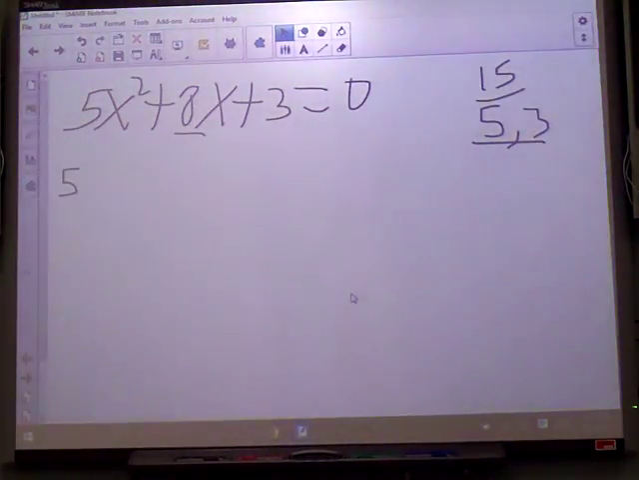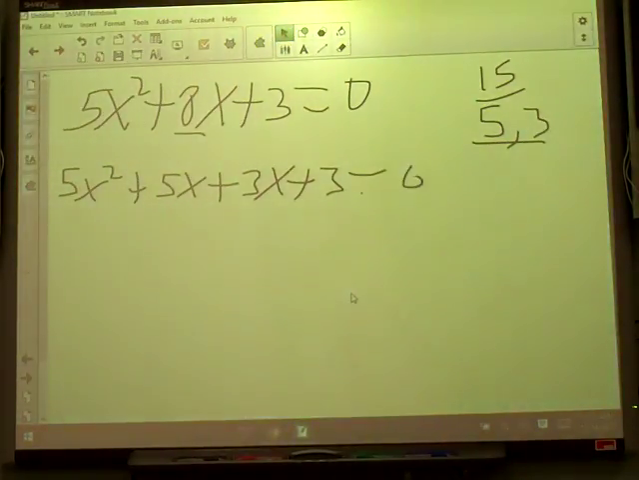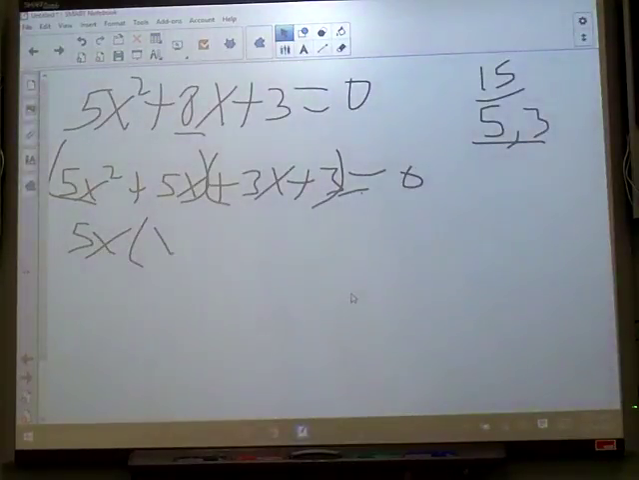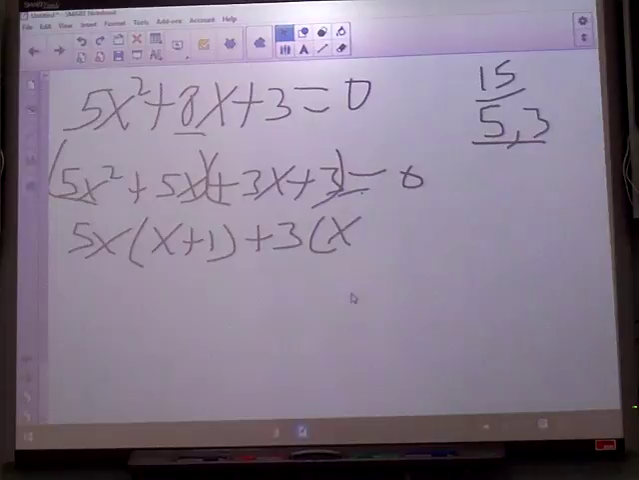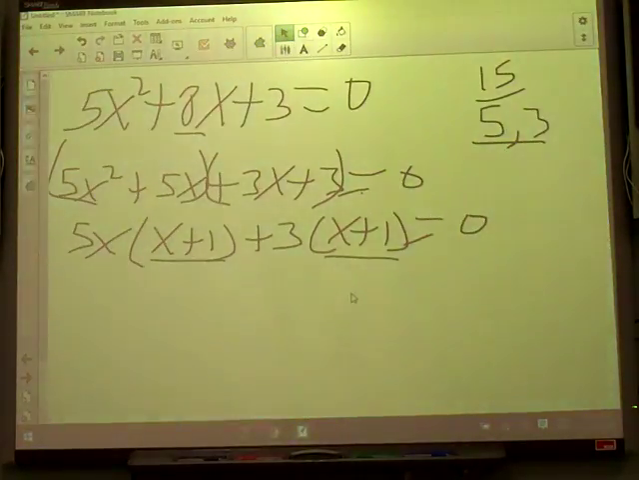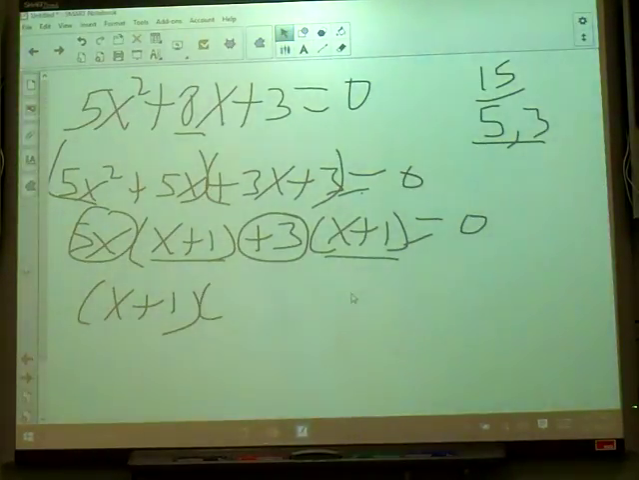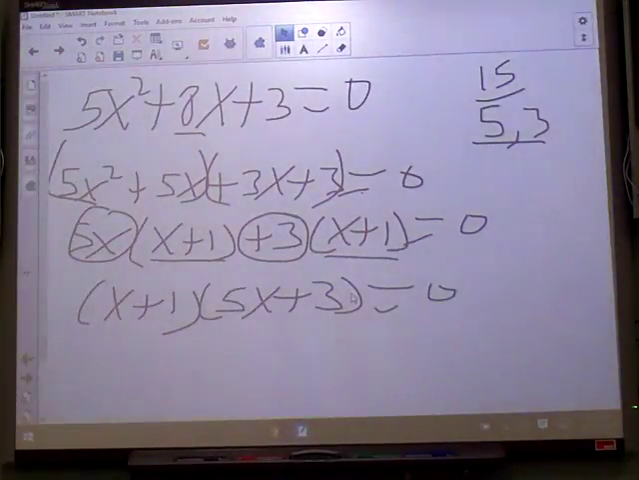So I would have 5x squared plus 5x plus 3x plus 3. Now we did grouping. Nothing new. Take a 5x out of the first group. That leaves me with x plus 1. Take a 3 out of the second group. That leaves me with x plus 1. What I had twice, and what I took out, set both of those equal to 0 and solve.